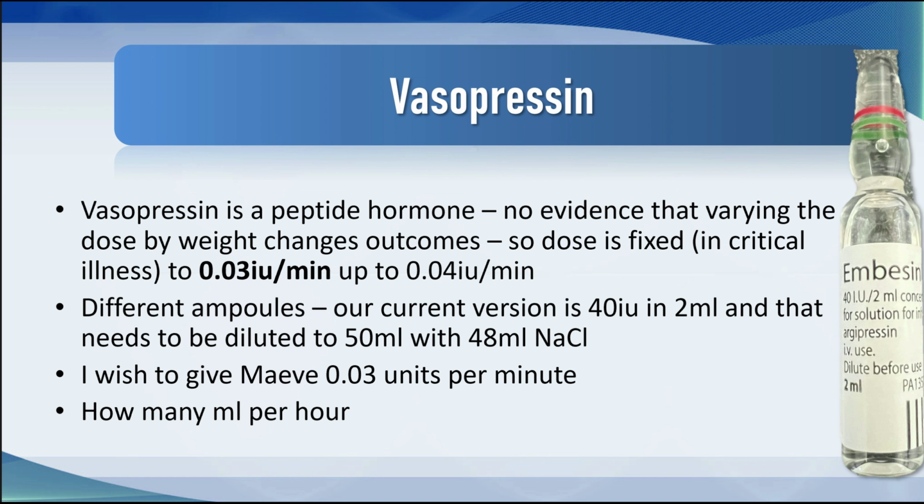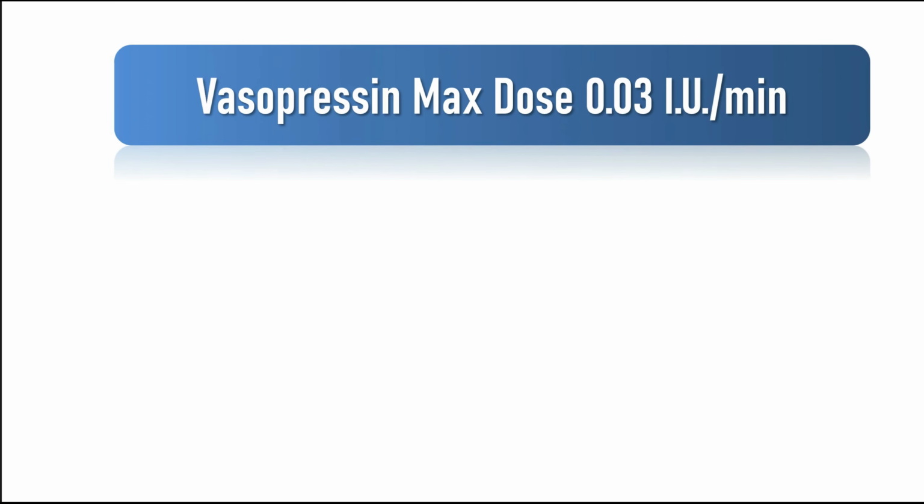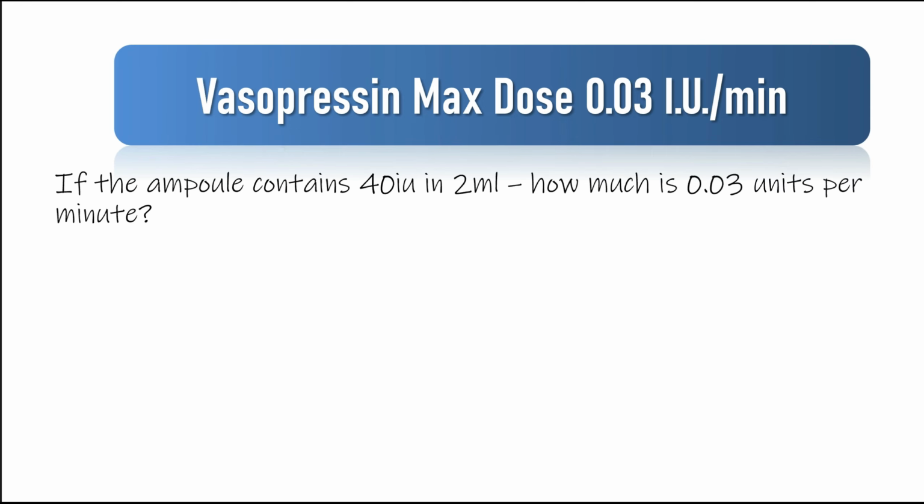There are different ampules out there. This is our current ampule that contains 40 international units in 2 mils, and that needs to be diluted up to 50 mils with 48 mils of saline. I wish to give Maeve 0.03 units per minute, so how many mils an hour should I give her? Let's work the problem. So we have 40 units in 2 mils and we want to figure out how to give 0.03 units per minute.